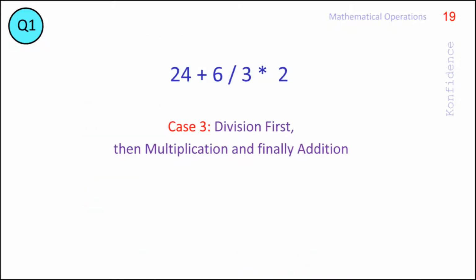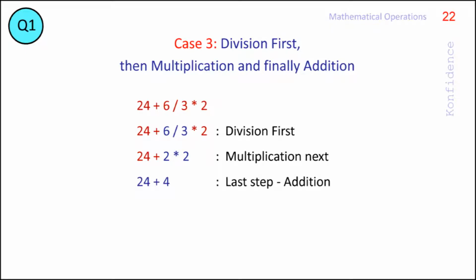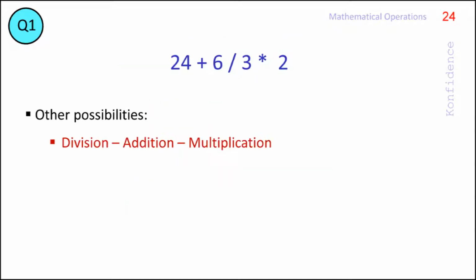If we did division first, then multiplication, and then addition, we get the following. First step will be division, that is 6 by 3, which yields 2. So, 24 plus 6 by 3 into 2 will be 24 plus 2 into 2. We are doing multiplication as the next step, that is 2 into 2. So we have 24 plus 4, which is 28.